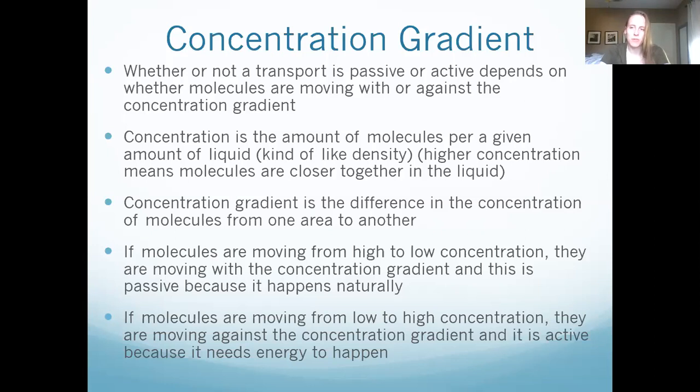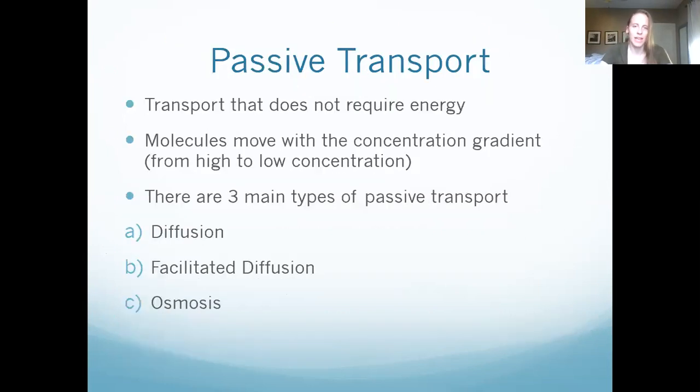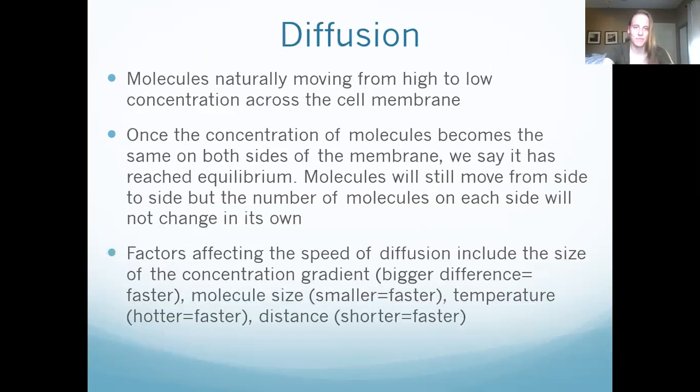If the molecules are moving from an area of low concentration to an area of high concentration, then they're going against the concentration gradient, and that is going to require energy. It will be active. There are 3 different types of passive transport, which is again transport that does not require energy because it is moving with the concentration gradient. Those 3 different types are diffusion, facilitated diffusion, and osmosis.